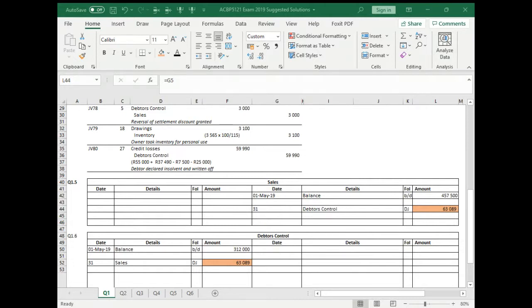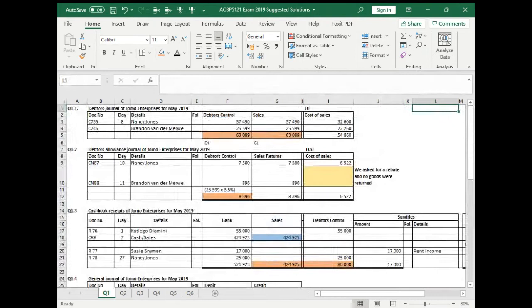So for the guys online, just use your PDF question next to you, and the guys in class, the print out, so that I don't flip between the screens, to make sure you guys can see the Excel file. Okay, so we've done the debtors' journal now. So we've done step 1. Now if we look at the debtors' allowance journal, we said the one account is debtors control, the other one is sales returns. So we do not account for the sales returns in the sales account. So that column you leave out.